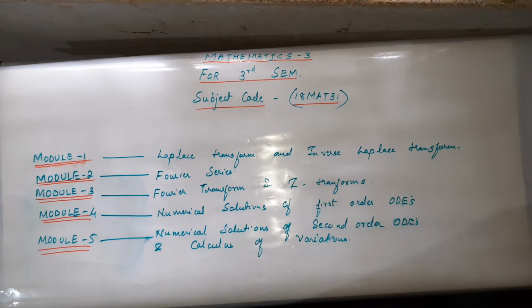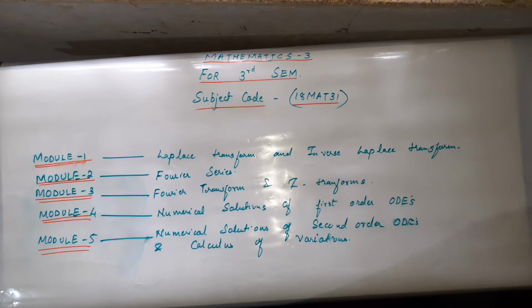In module 2 you will be learning Fourier series and its application in your engineering subjects. Similarly, in module 3 you will be learning Fourier transforms and Z transforms. After that, module 4 is the entire set of calculations, that is numerical solution. As the name suggests, you have only numerical calculations to do in this module.